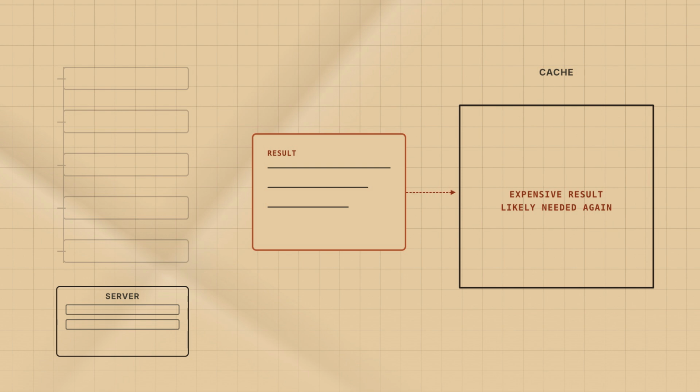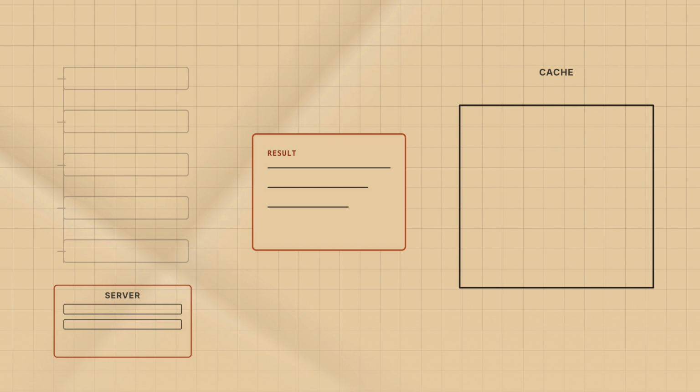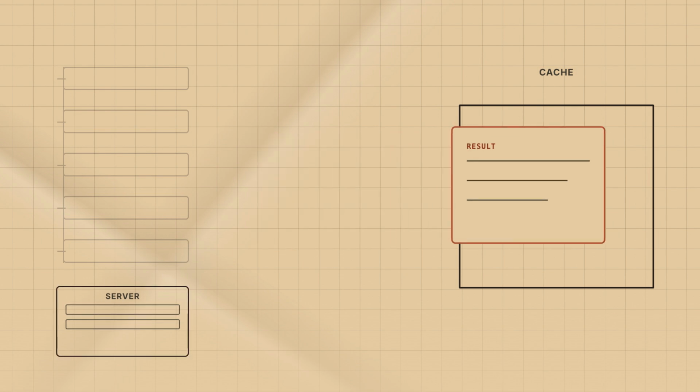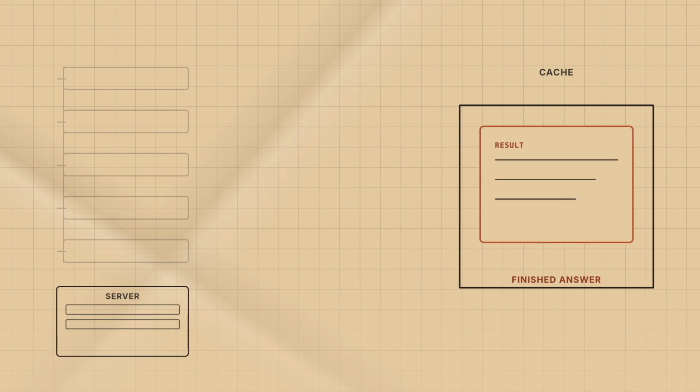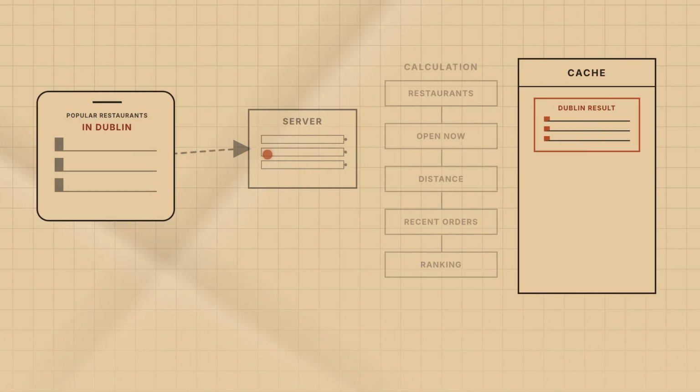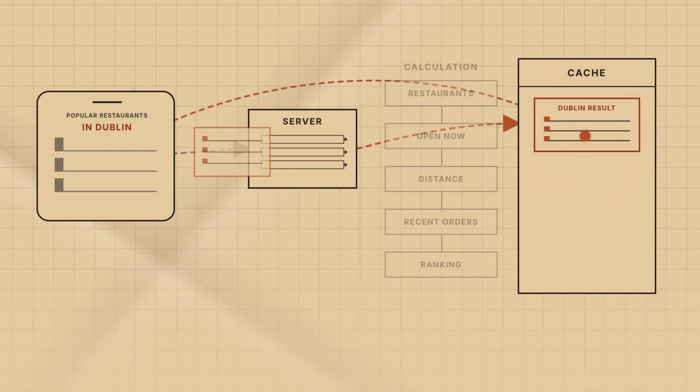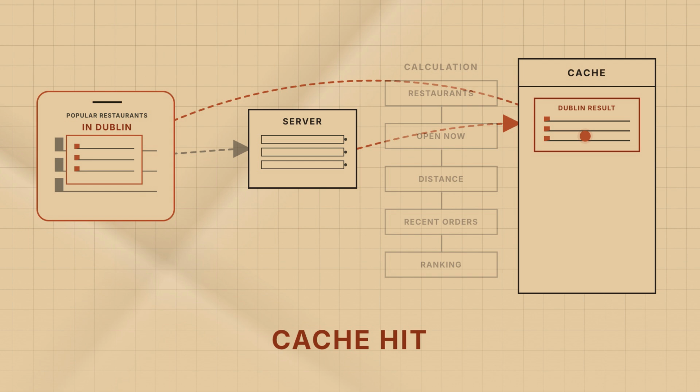Instead of rebuilding the restaurant list every time, the server can calculate it once and store the finished result in the cache. When another equivalent request arrives, the server checks the cache first. If the result is available, it can be returned immediately without repeating the service calls, database queries, or calculation. This is called a cache hit.